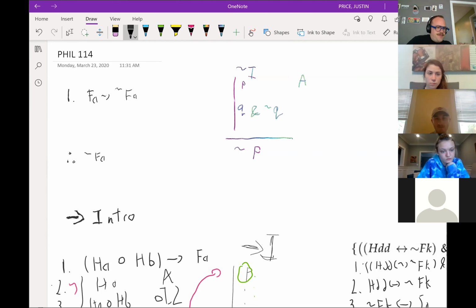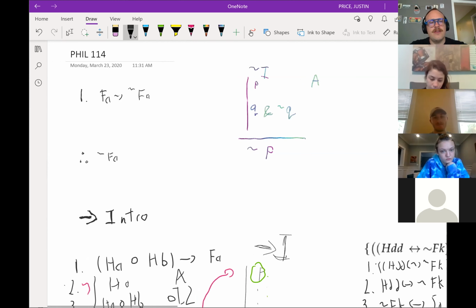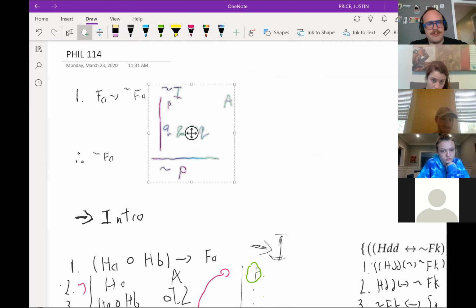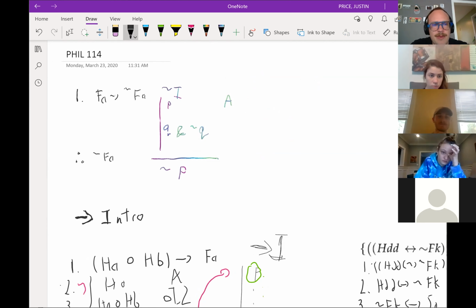Okay. I'm just going to do a quick derivation using this new rule to show you how it works. I'm going to put the schema beside the derivation so it lines up well with what we're doing. In this derivation, I've got a premise. It's a conditional. And then I've got a negation as the conclusion.